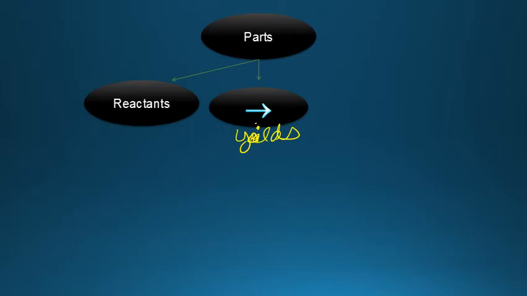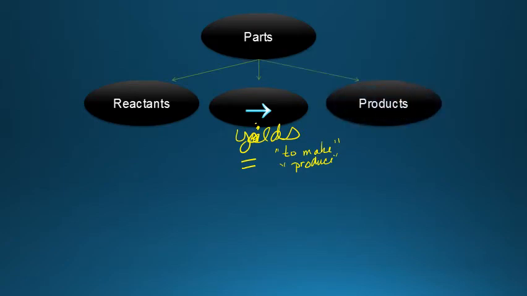Okay, so reactants, the yields, products. Yields is another way of saying to make. So reactants make, or reactants produce. We treat the yield sign as if it were an equal sign, so whatever's on the left must equal whatever's on the right. And on the right side we have products. Yay!